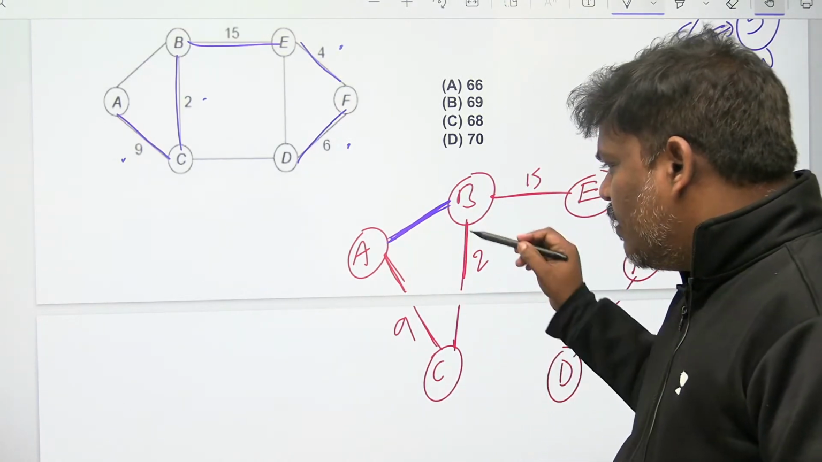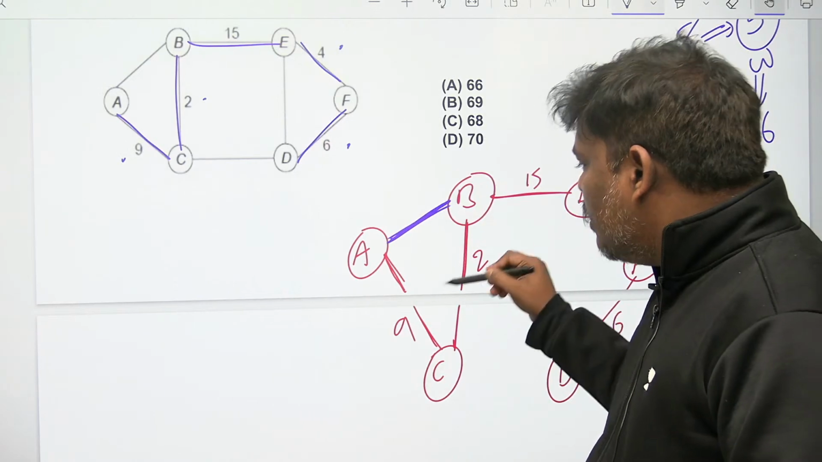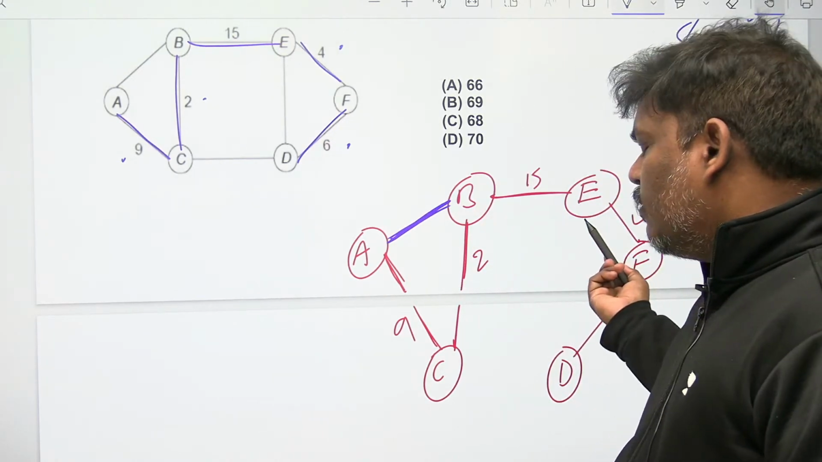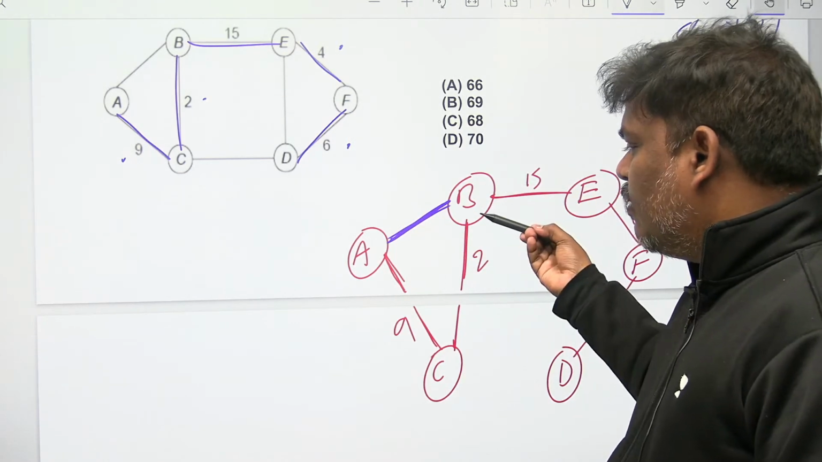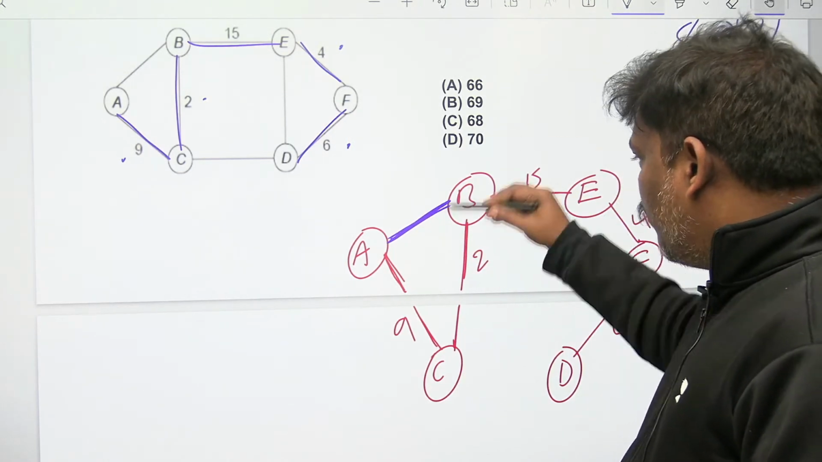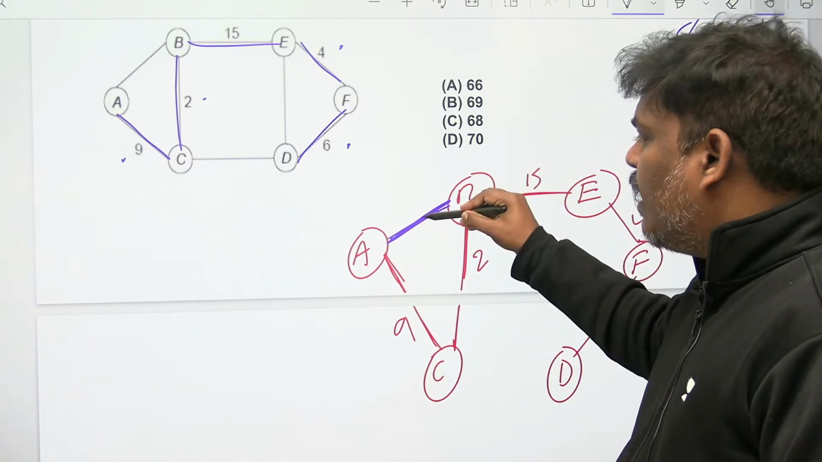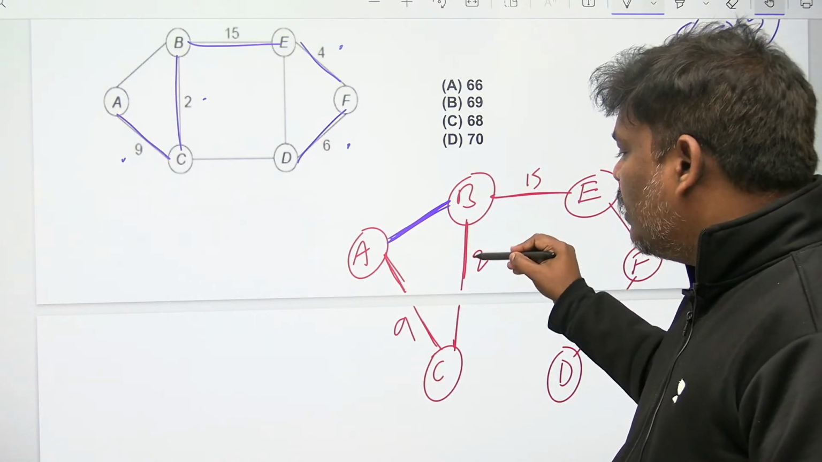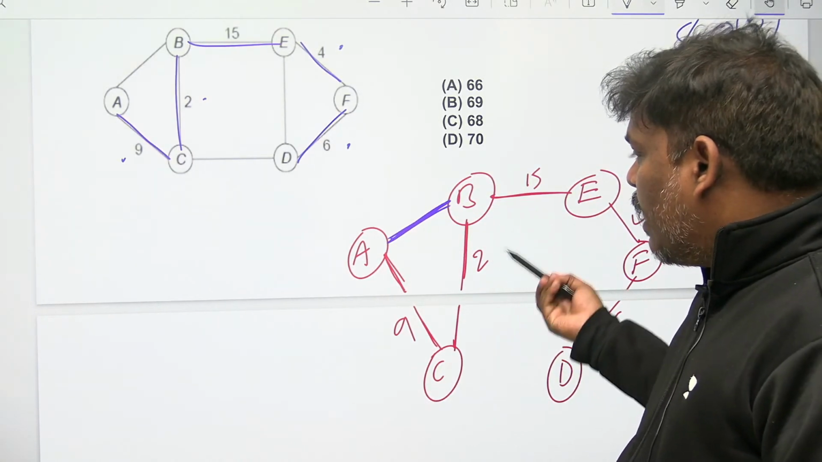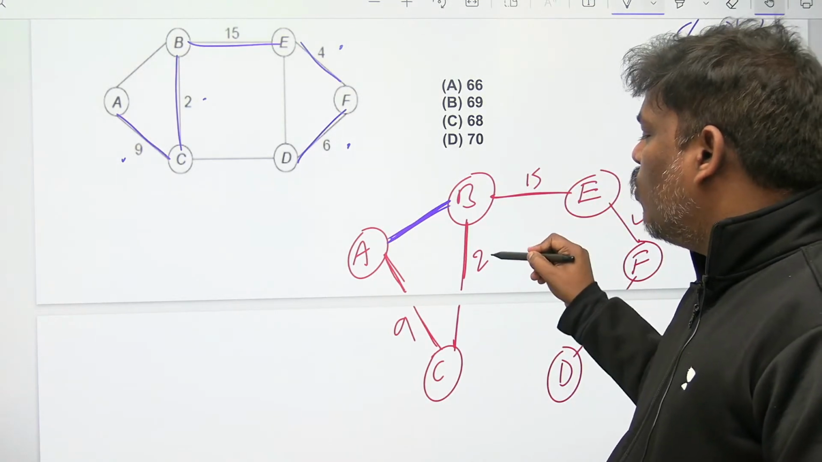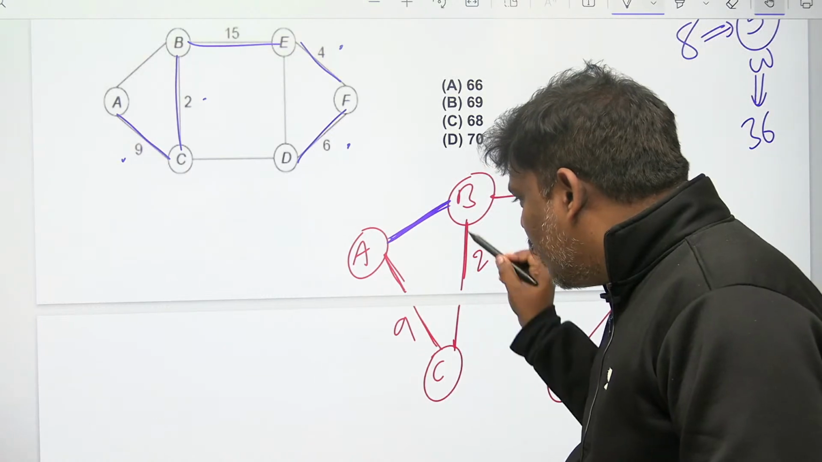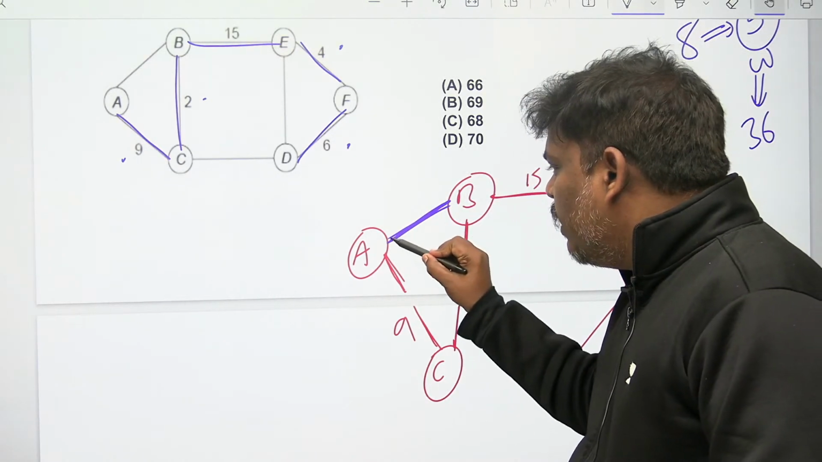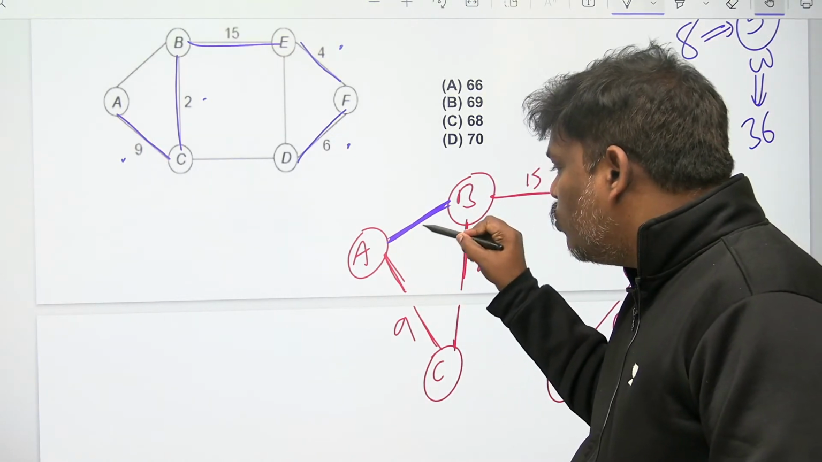Some people are asking, sir, if a cycle is coming, what do we do? If a cycle is coming, we have to delete one of the edges in the cycle, right? If you want an MST and a cycle came, you have to delete one edge in this cycle. Whom do you delete? I want the minimum cost spanning tree, so I have to delete the larger one. In a minimum cost spanning tree a cycle is not allowed, so we delete the edge which is more.